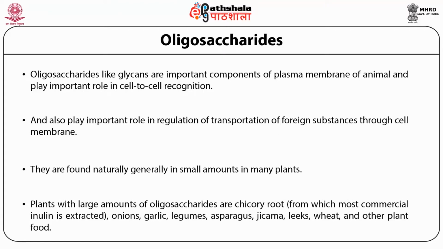Plants with large amounts of oligosaccharides are chicory roots, from which most commercial inulin is extracted, onions, garlic, legumes, asparagus, jicama, leeks, wheat and other plant foods.